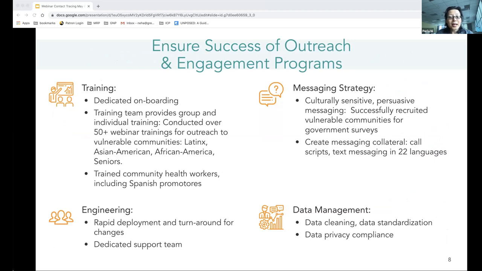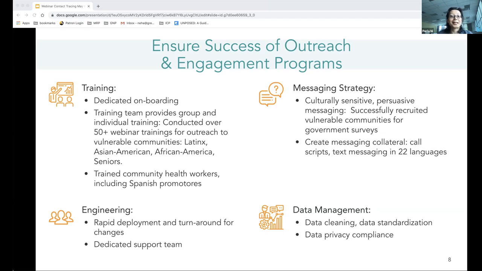We know that these types of supports are really critical to the success of outreach and engagement programs such as contact tracing. We know the importance of training. In census work, we have done over 50 webinar trainings focused on different segments of the hard to reach communities, including Latinx, Asian Americans, African Americans, seniors. We have trained community health workers, including Spanish-speaking promotores.